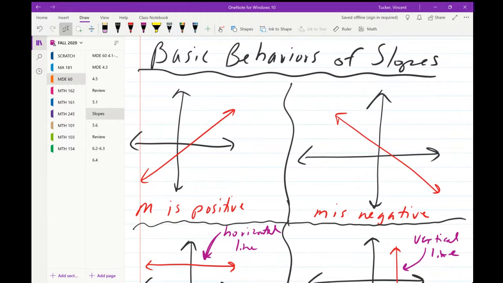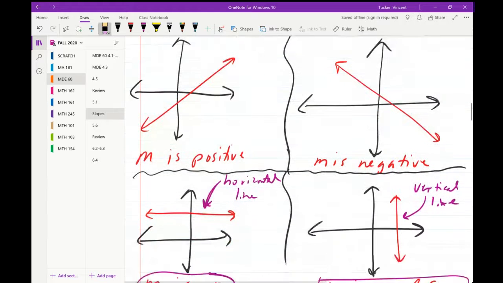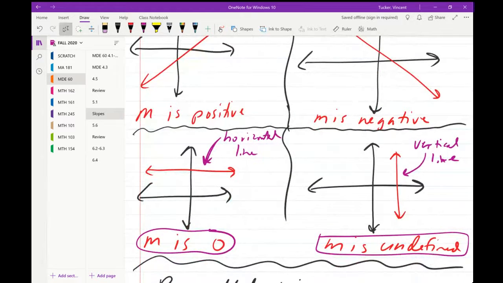All right, your basic behaviors of your slope. If your line is going up as you go from left to right, in other words, it's increasing, then that means your slope is positive. If it's going down from left to right, your line is decreasing, points are decreasing, that means your slope is negative. If you have a horizontal line, your slope is zero. If you have a vertical line, your slope is undefined.